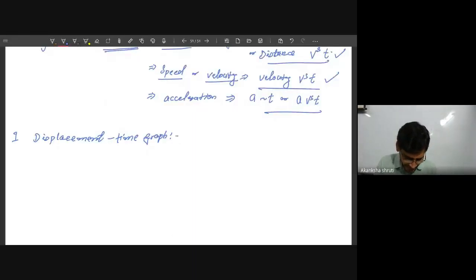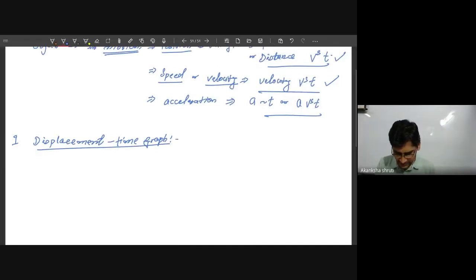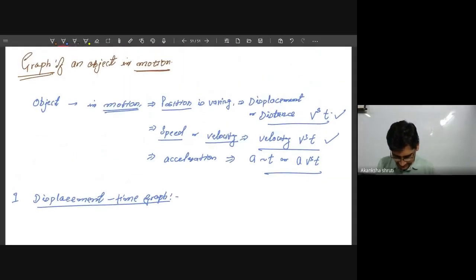So this displacement time graph we have already covered. What is this displacement time graph? What is the importance? Those things we are going to discuss.